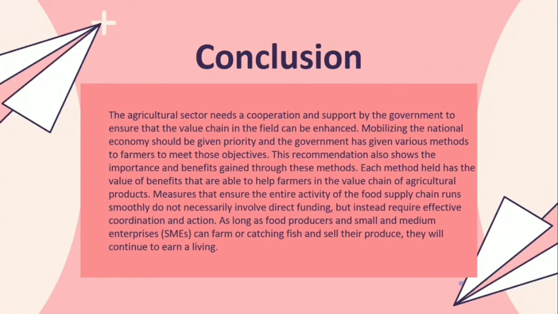Mobilizing the national economy should be given priority, and the government has given various methods to farmers to meet those objectives. This recommendation also shows the importance and benefits gained through these methods. Each method has the value of benefits that are able to help farmers in the value chain of agricultural products. Measures that ensure the entire activity of the food supply chain runs smoothly do not necessarily involve direct funding, but instead require effective coordination and action.